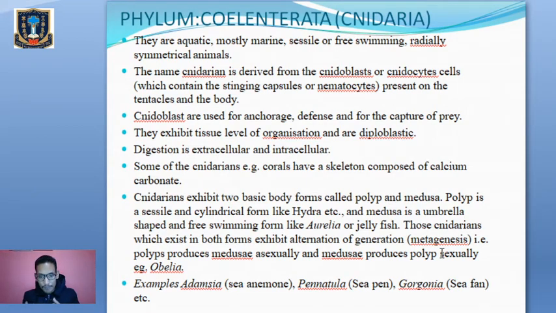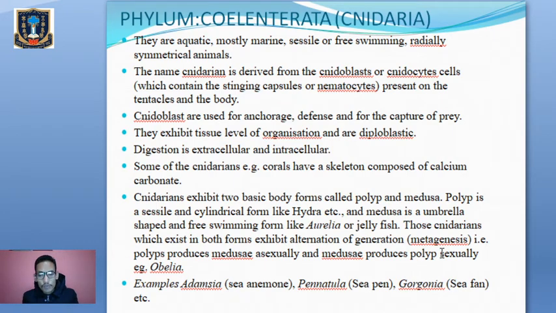free swimming. Now those cnidarians which exist in both the forms, polyp and medusa, have alternation of generation, which is called metagenesis. That means the polyp will produce the medusa asexually and the medusa will produce the polyp sexually. So this is called alternation of generation or metagenesis. Meta means change and genesis means formation, because here the polyp is producing medusae asexually and the medusa is producing polyp sexually. So this is called alternation of generations.